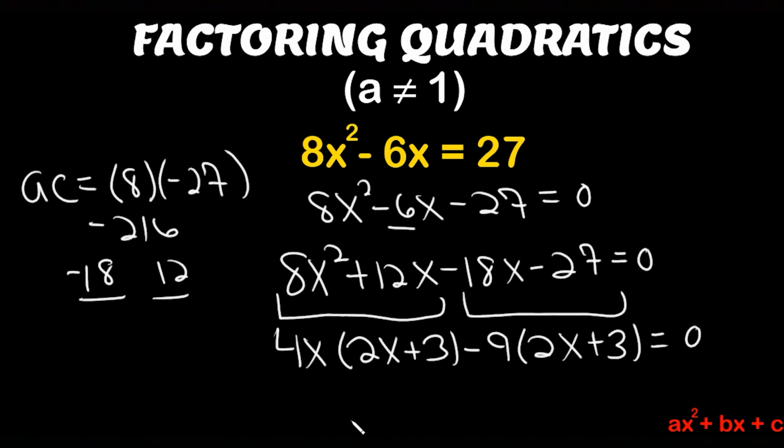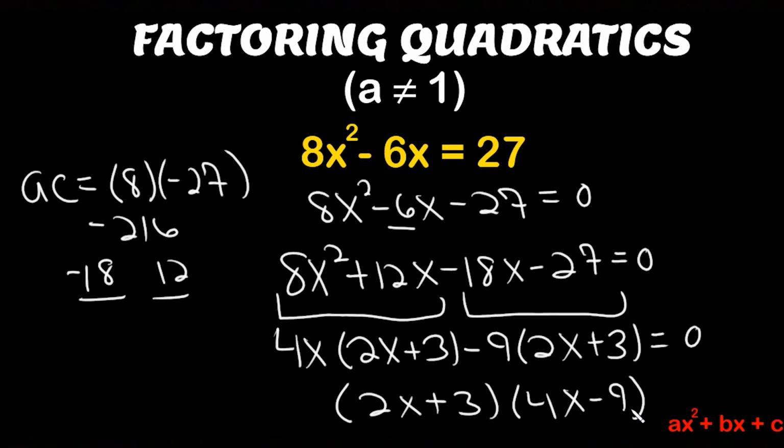So now we can rewrite the problem. Write the common factor one time, 2x plus 3. And then the outside values together, which are going to be 4x minus 9. So 4x minus 9. Okay, done. So that's completely factored. All right, let's try some more problems.